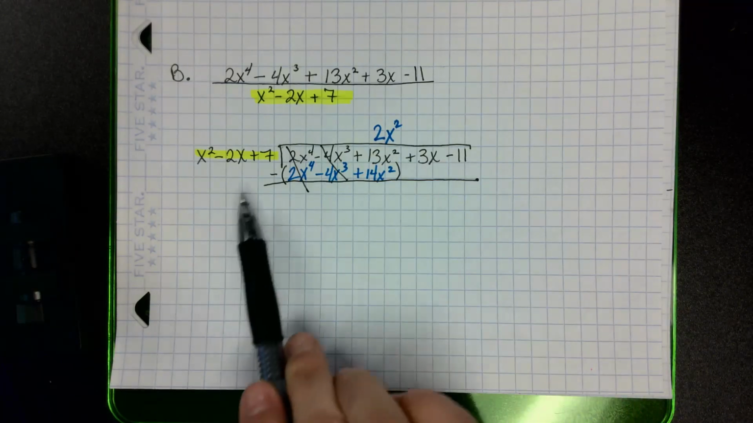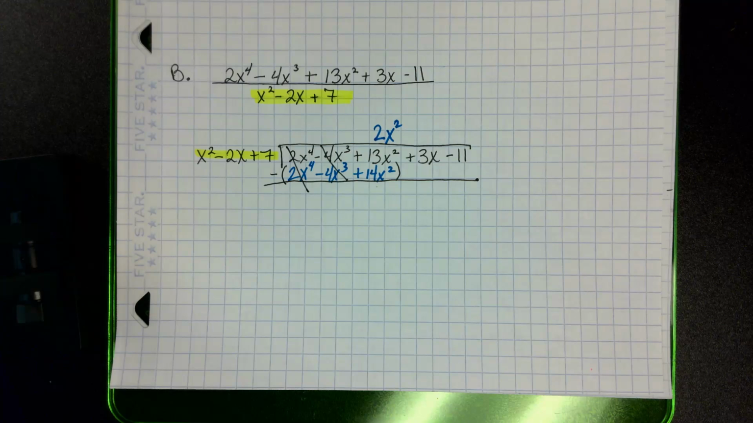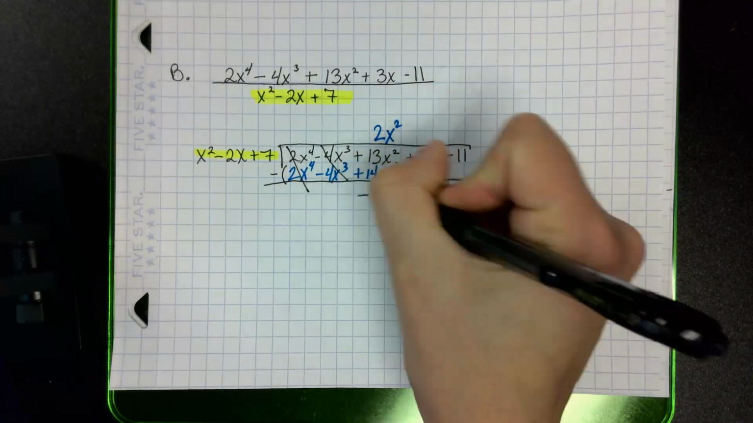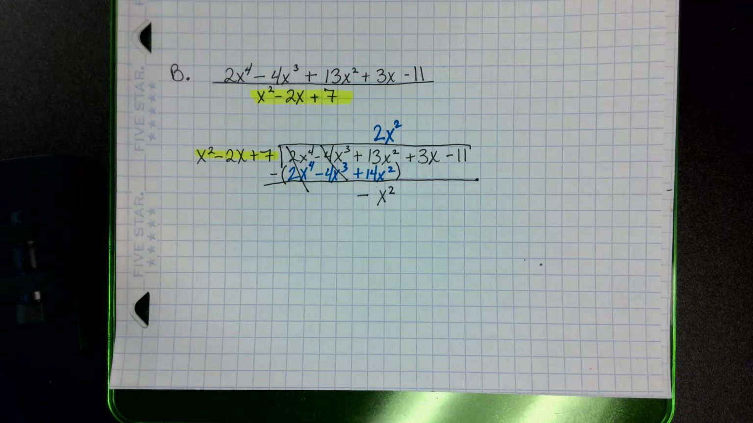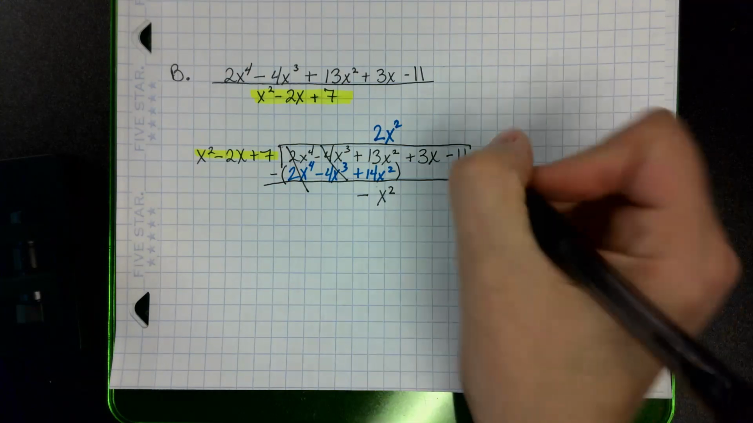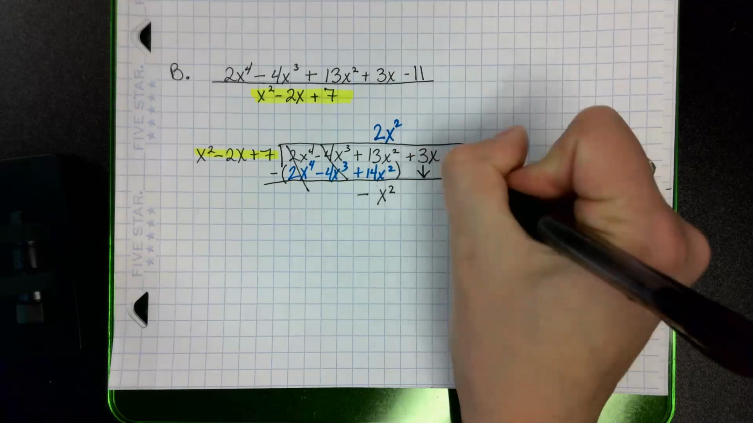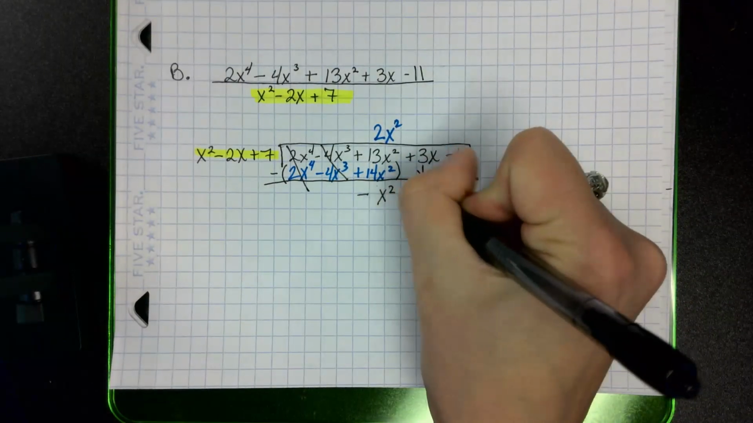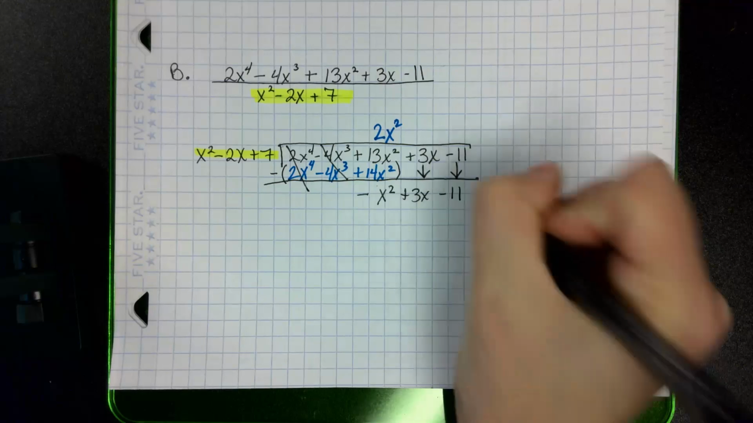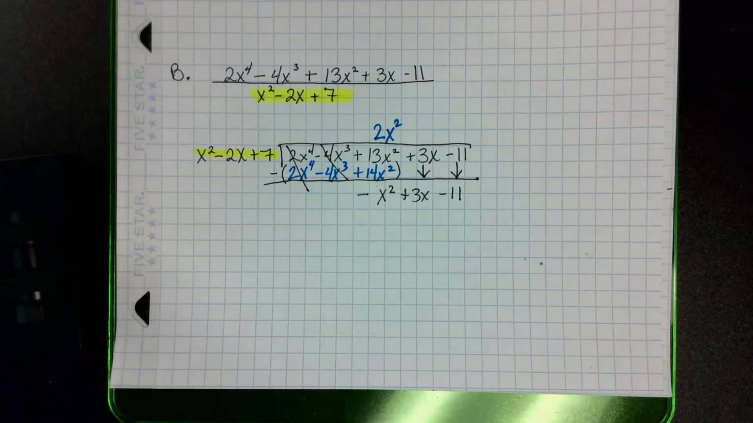13x squared minus 14x squared gives me negative 1x squared. You can write the 1 or not write the 1. It doesn't matter. Whichever you like to do. And then bring down any leftover terms. So plus 3x minus 11. And then you start the process over again.